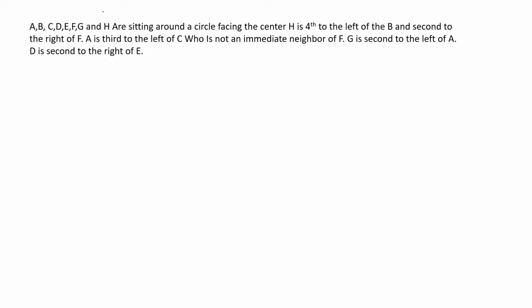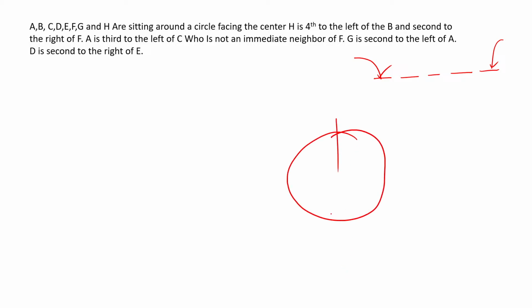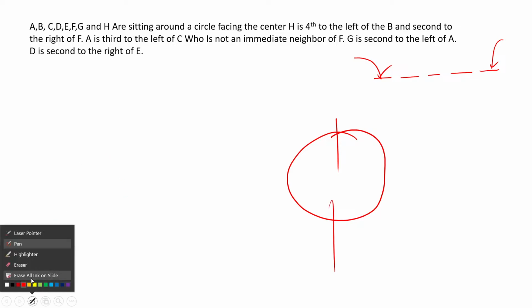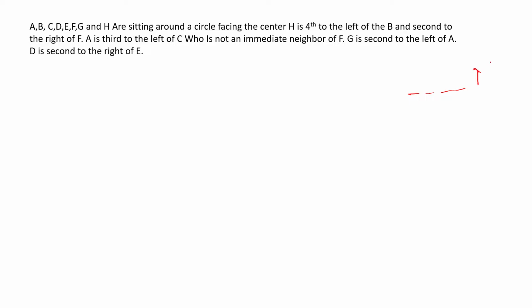Now see guys, A, B, C, D, E, F, G and H are sitting around a circle facing the center. In linear arrangement, you place one person here and one person here, which means the positions of the persons are fixed. But the advantage of circular arrangement is you can start from anywhere and stop anywhere. That's up to you. Similarly, just as we have facing north and south in linear arrangement, in a circle we have two models, facing inside and facing outside.